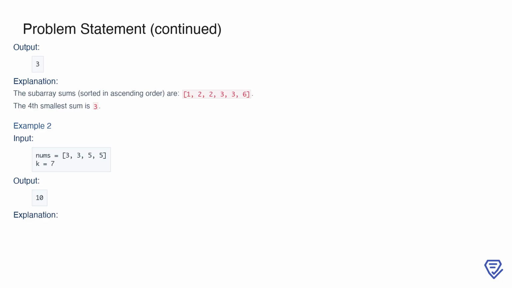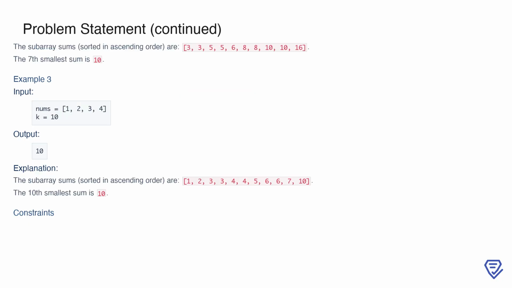Now, looking at another example, take nums equals 3, 3, 5, 5, with k equals 7. Here, the output is 10. To see why the answer is 10 for the second example, we calculate and sort all subarray sums of the array 3, 3, 5, 5. The sorted sums are 3, 3, 5, 5, 6, 8, 8, 10, 10, 16. The seventh smallest value in this list is 10, so that's the result.